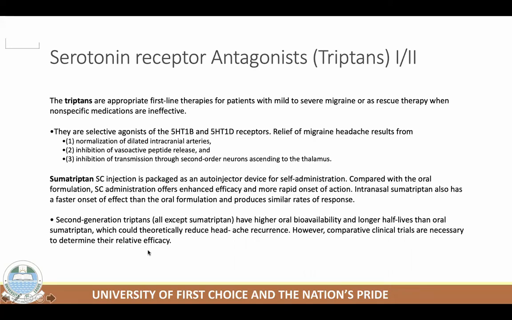Second generation triptans, all except sumatriptan, have higher oral bioavailability and longer half-lives than oral sumatriptan, which could theoretically reduce the headache recurrence. Like we said, if you use triptans more frequently or any of these medications, it can increase the frequency of the headache. However, comparative clinical trials are necessary to determine that relative efficacy. That aside, all triptans are considered equipotent.